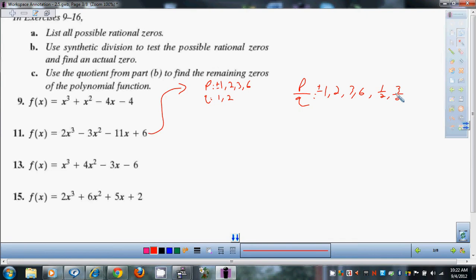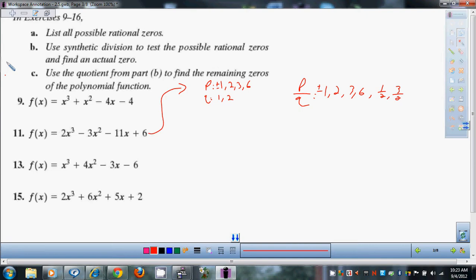Questions about where that's coming from? Now, not all of these are going to work. In fact, at most, only 3 of them will work. At most. We're just hoping to find 1 to start out with. Now, you can find to see if they are actual zeros. You can do it one of 2 ways.